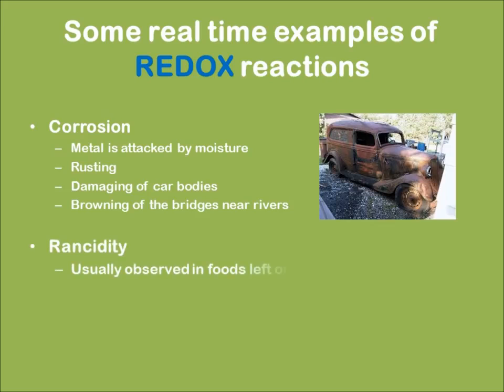Another example of a redox reaction is rancidity, which usually spoils foods which are left stale for a long time. This is usually found in fats and oils, usually cakes.